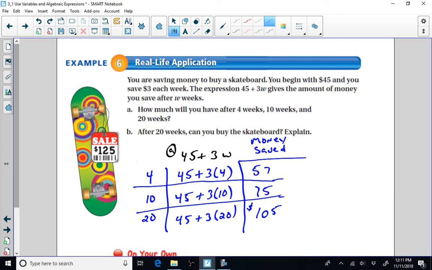Part B says, after 20 weeks, can you buy the skateboard and explain? Well, for part B, do that over here. Answer's going to be no, because $105 is less than $125, and the $125 is what we need to buy the skateboard.